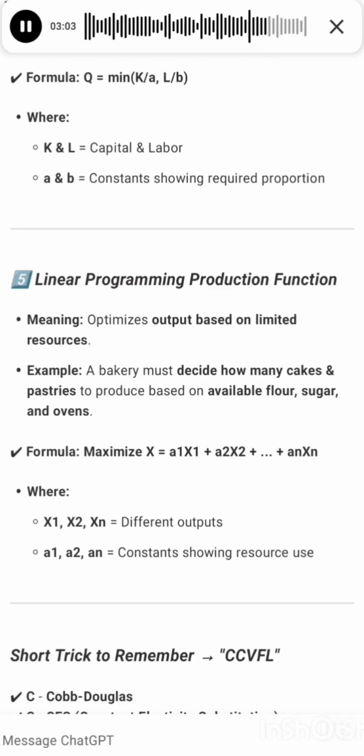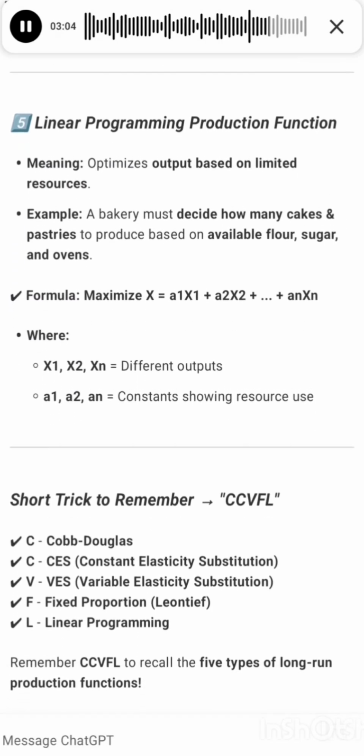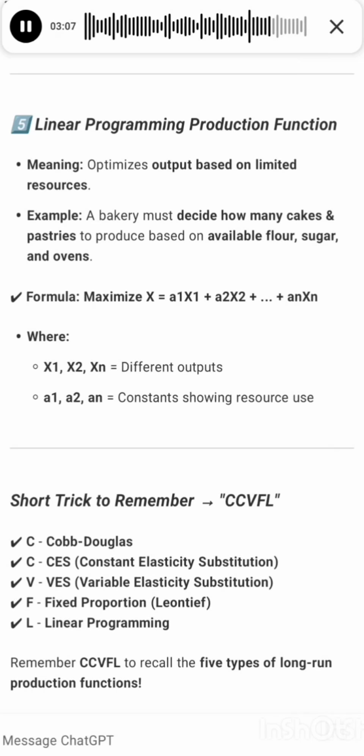5. Linear programming production function. Meaning, optimizes output based on limited resources. Example, a bakery must decide how many cakes and pastries to produce based on available flour, sugar, and ovens. Formula: maximize X equals a1x1 plus a2x2 plus and so on up to anxn, where x1, x2, up to xn are different outputs and a1, a2 and so on are constants showing resource use.